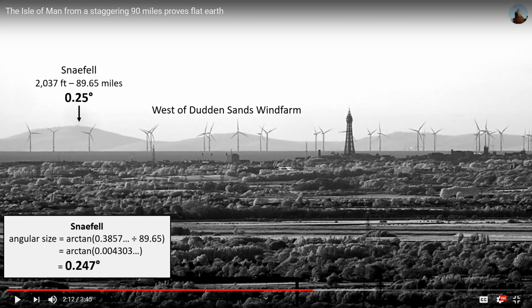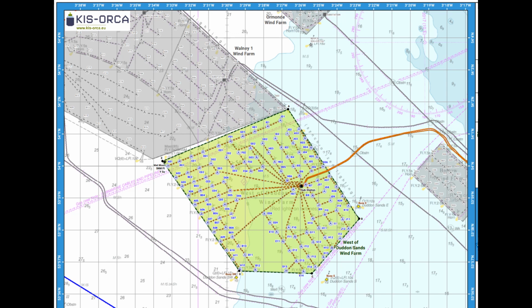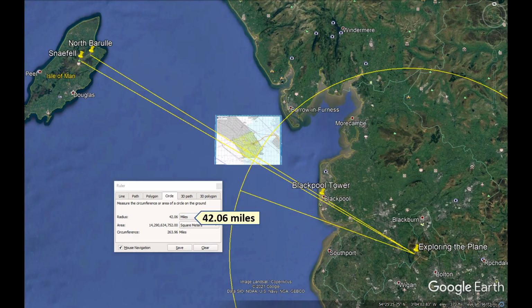So I'm going to compare Snaefell to these wind turbines, and this is the West of Duddon Sands wind farm. Now this is from Wikipedia, and on this map you can see a rough location of it between Blackpool here and the Isle of Man. But I found a better map. This was from KIS-ORCA, which includes latitude and longitude lines. And next I added this map to Google Earth, and I was able to correctly align it using those longitude and latitude lines. Now from Exploring the Plane, I have two lines running to Snaefell and North Barule.